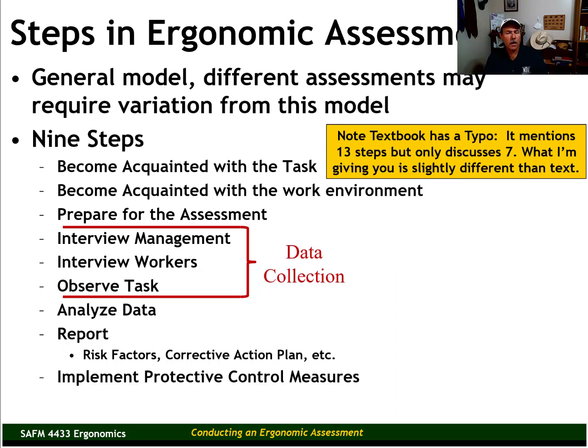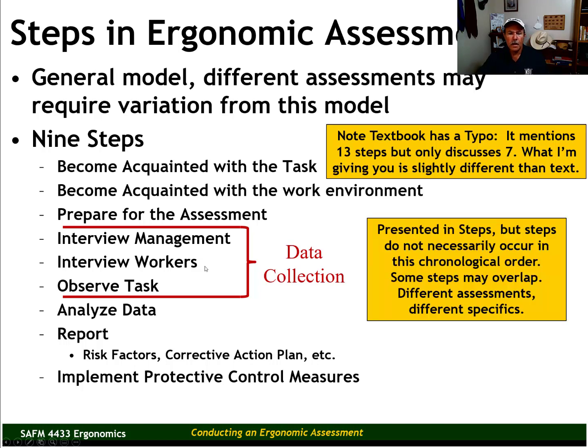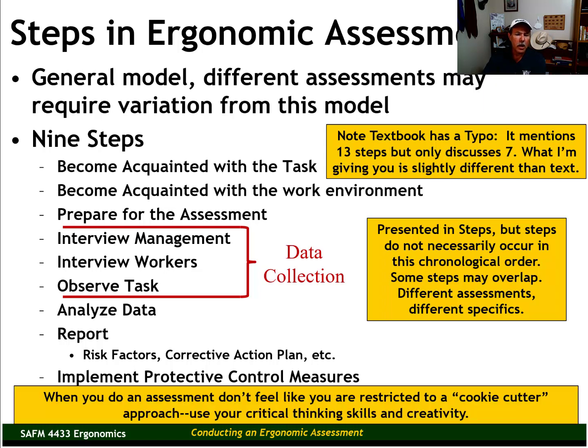The last step in the process is the implementation of those control measures to protect the worker. Again, I presented this in the 9 steps. Now, in reality, the steps don't have to all take place in this exact order. Some of the steps may overlap. And there's not really a cookie cutter approach. Again, I don't want you to think there's a cookie cutter approach that's going to apply to every ergonomic assessment.